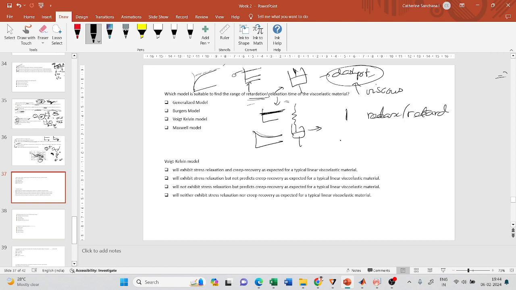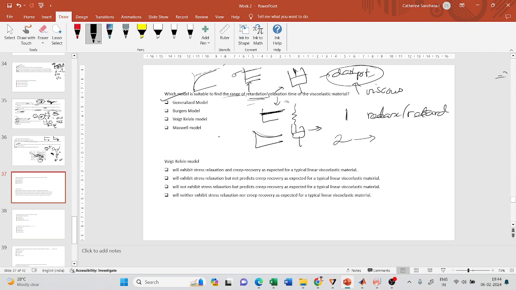Okay, in the case of a Burger's model, you have two dashpots, so you have two relaxation or retardation times. If you want a range of relaxation times or retardation times, then you have to have many dashpots. And we saw which model has many dashpots? A generalized Maxwell model or a generalized Kelvin model has many dashpots because it is many Maxwell or Kelvin models added in series or in parallel. So the answer to this is generalized model.